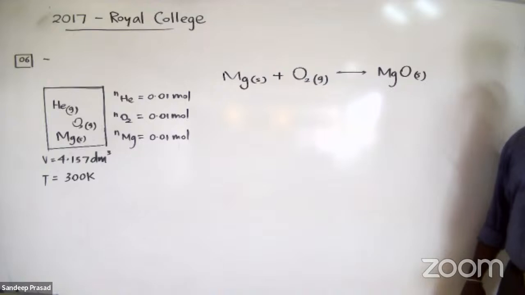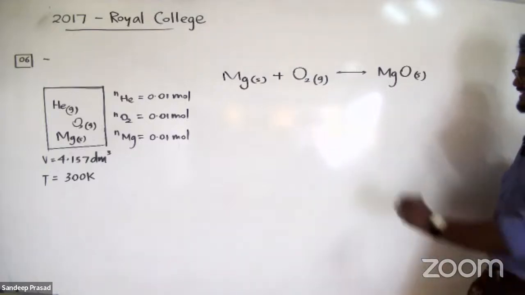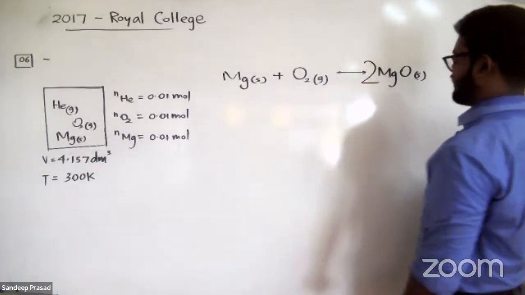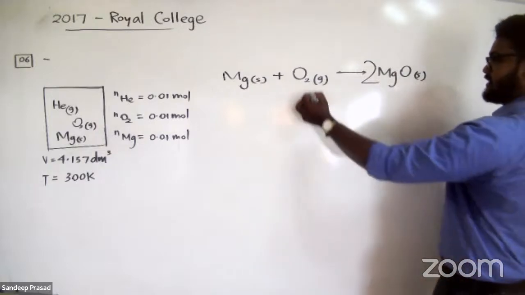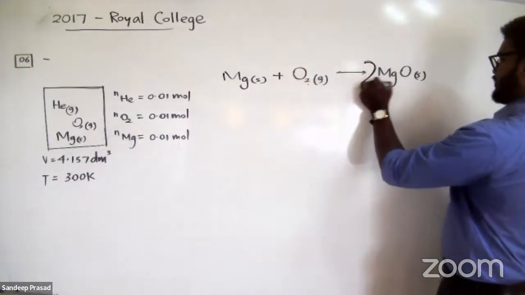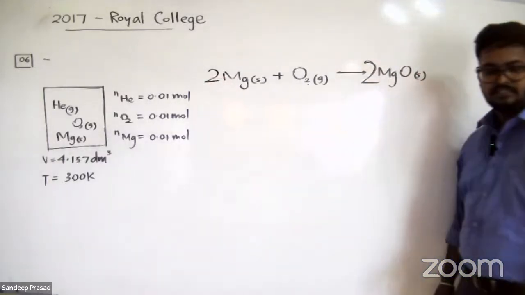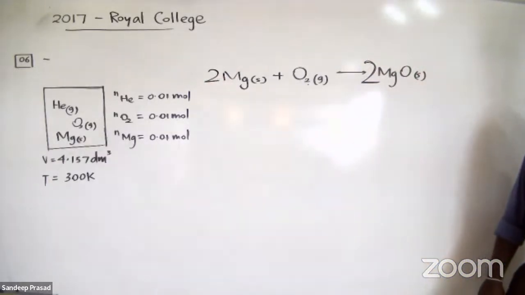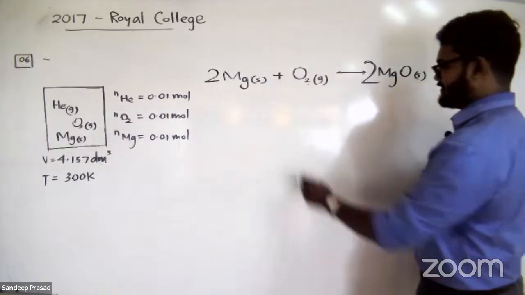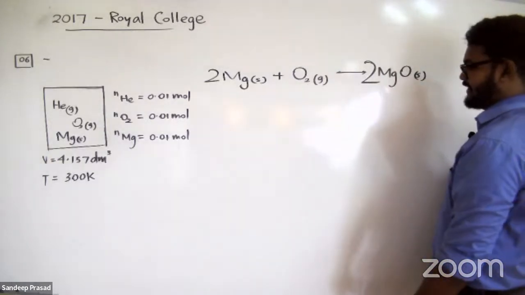This is not easy. Easy, right? 2 MgO. Now we are going to balance the reaction. Since there are 2 oxygen, we can put here 2. Since there are 2 magnesium, let me put here 2. See, very easy questions, right? These questions are for babies.